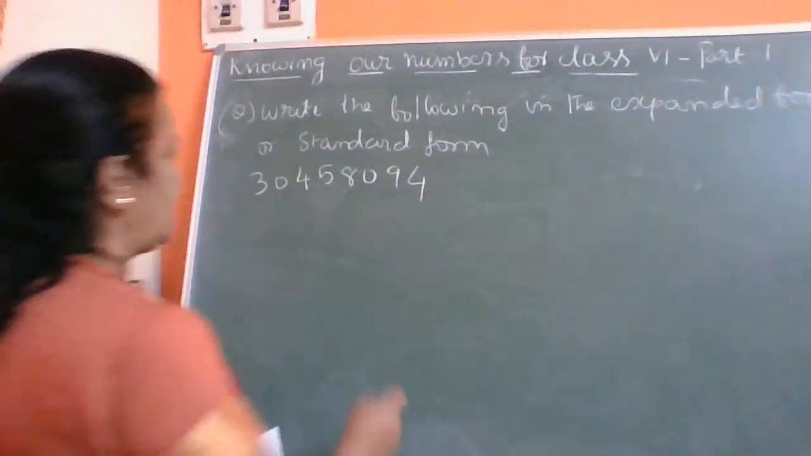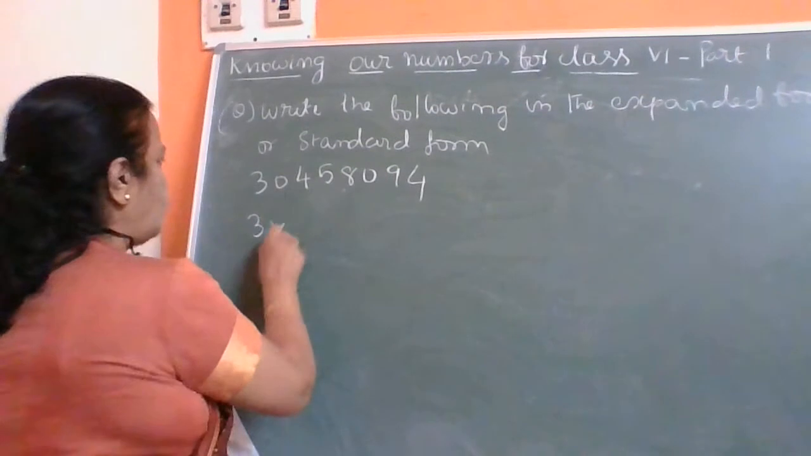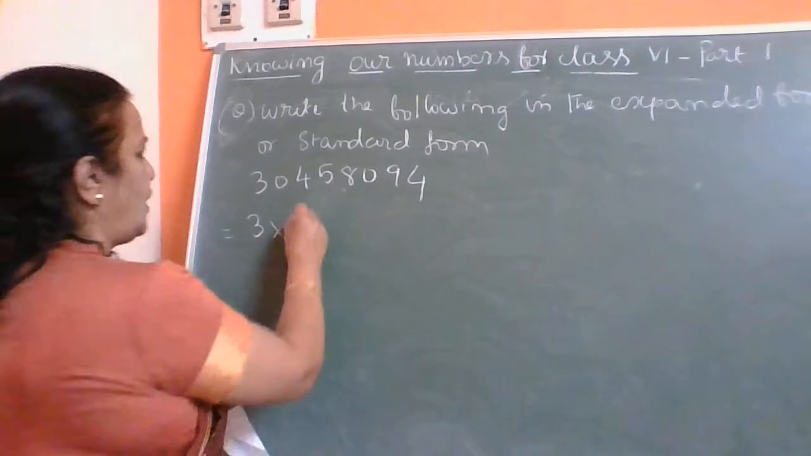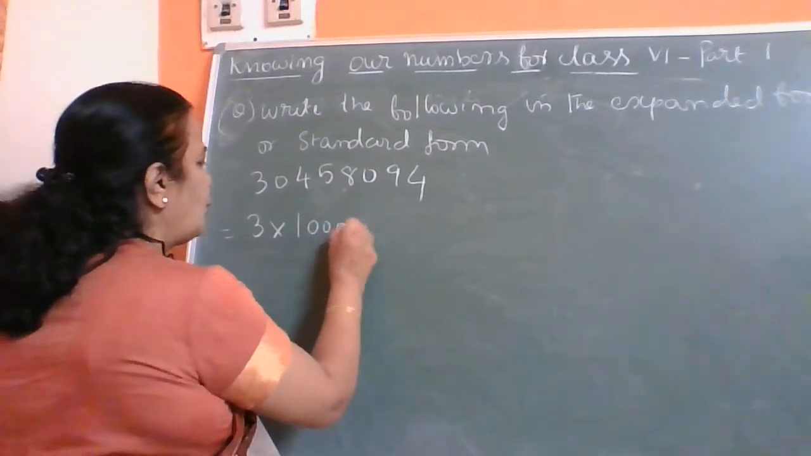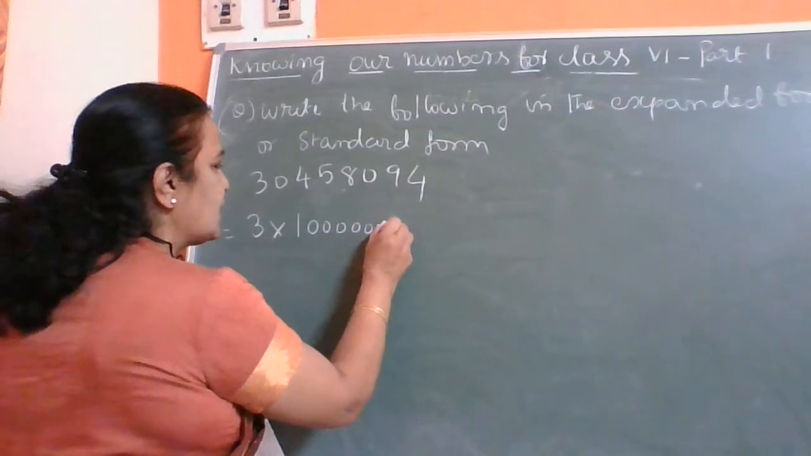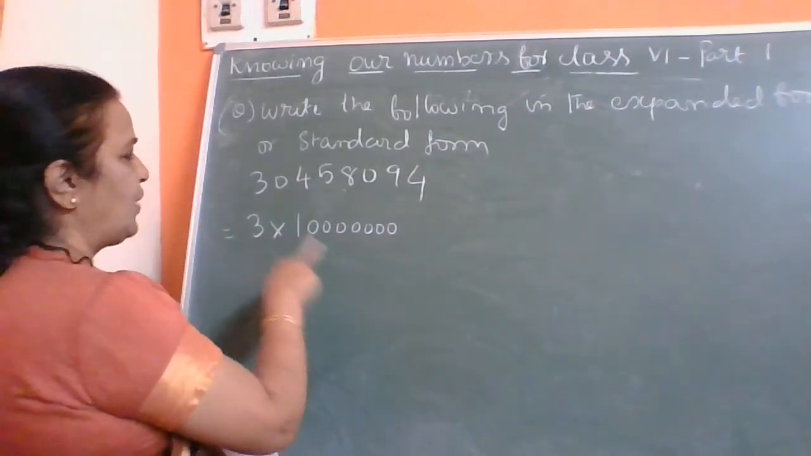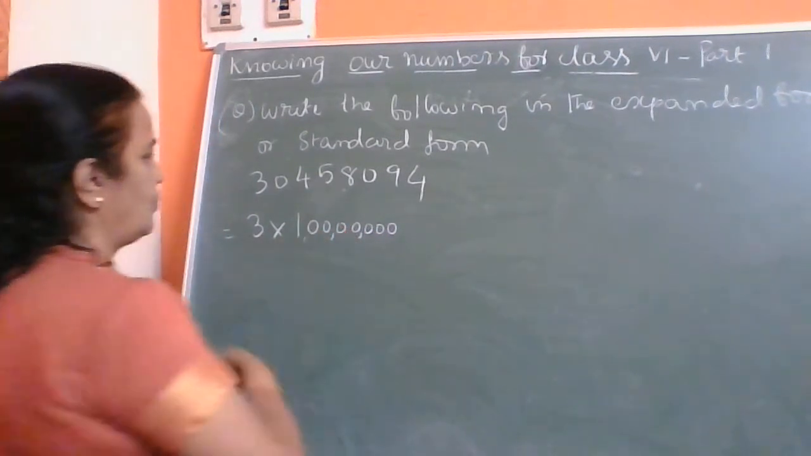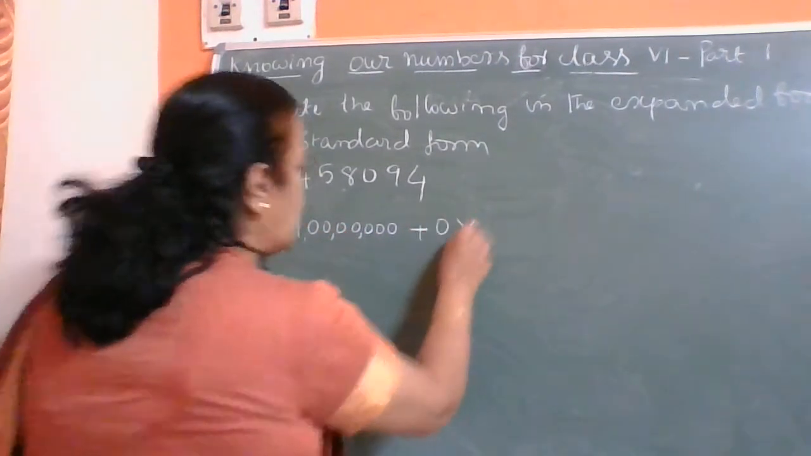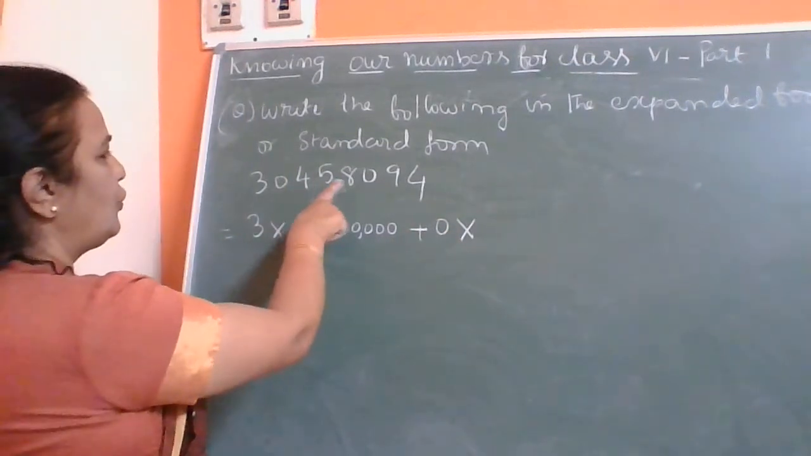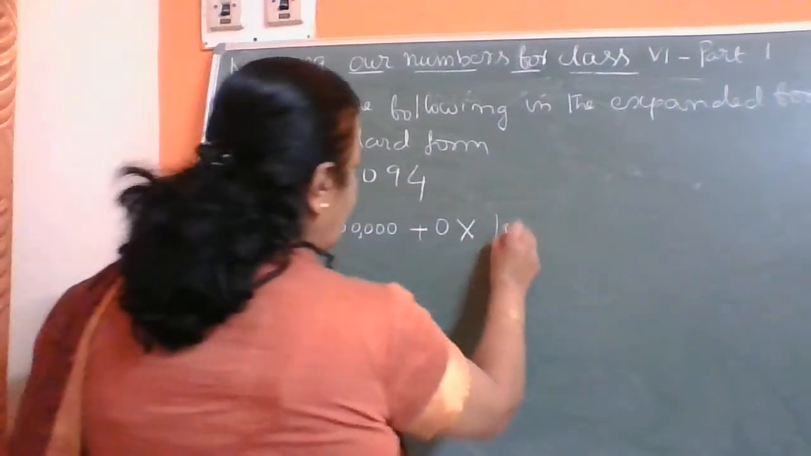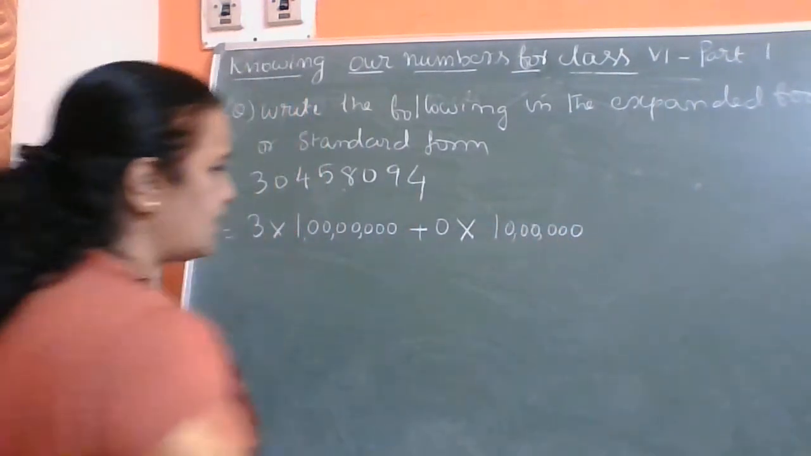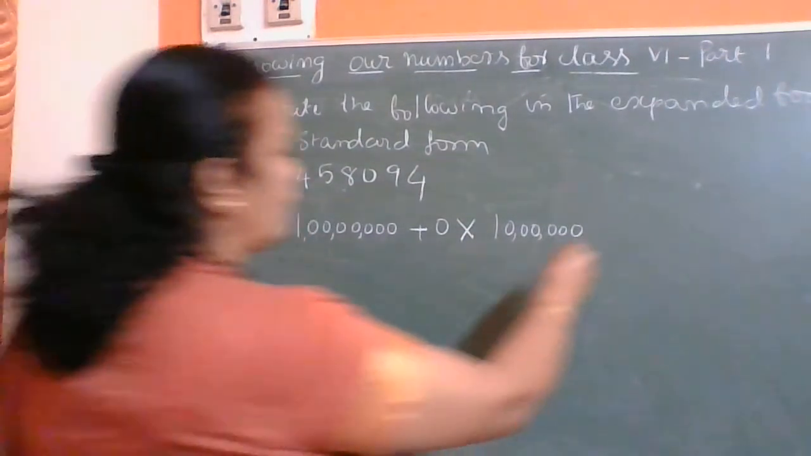30458094. Now it is 3 into 1 2 3 4 5 6 7. 7 numbers are there, therefore it is 7 zeros. 7 zeros means it is 1 crore. Next, 0 into 1 2 3 4 5 6, 6 zeros. It is 10 lakhs.